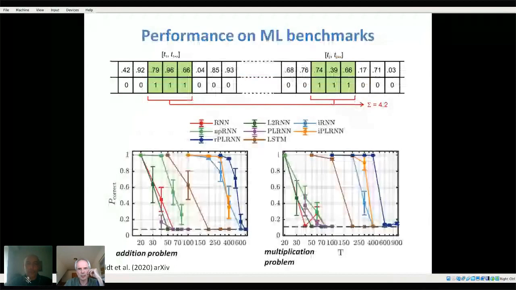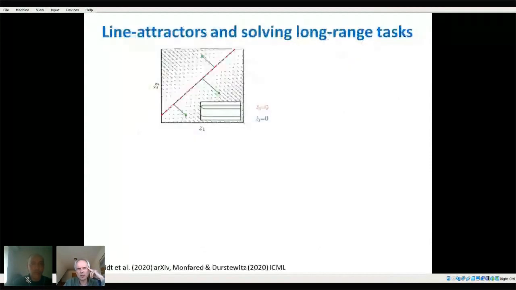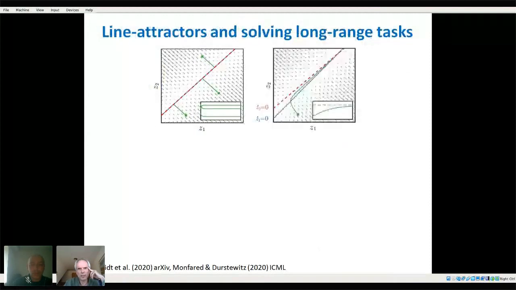This is just to illustrate that this approach, the regularized piecewise linear recurrent neural network, can indeed outperform many other methods, including LSTMs, on a range of benchmark problems, just illustrating two of them here. A multiplication problem is the same as addition, only with multiplication, obviously. So the bottom line at this point is that we have designed a recurrent neural network with a simple, tractable mathematical structure, yet performance that is at least on par with LSTMs. Okay, so line attractors are not only good for solving the memory problem, but they can also realize arbitrary time constants if I detune them only slightly.